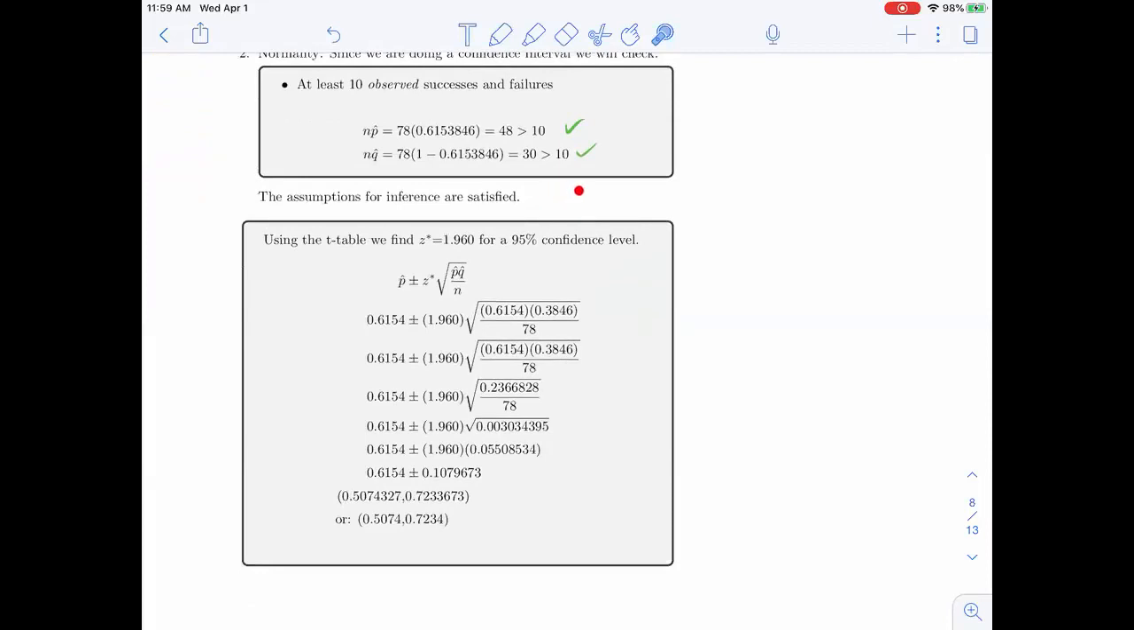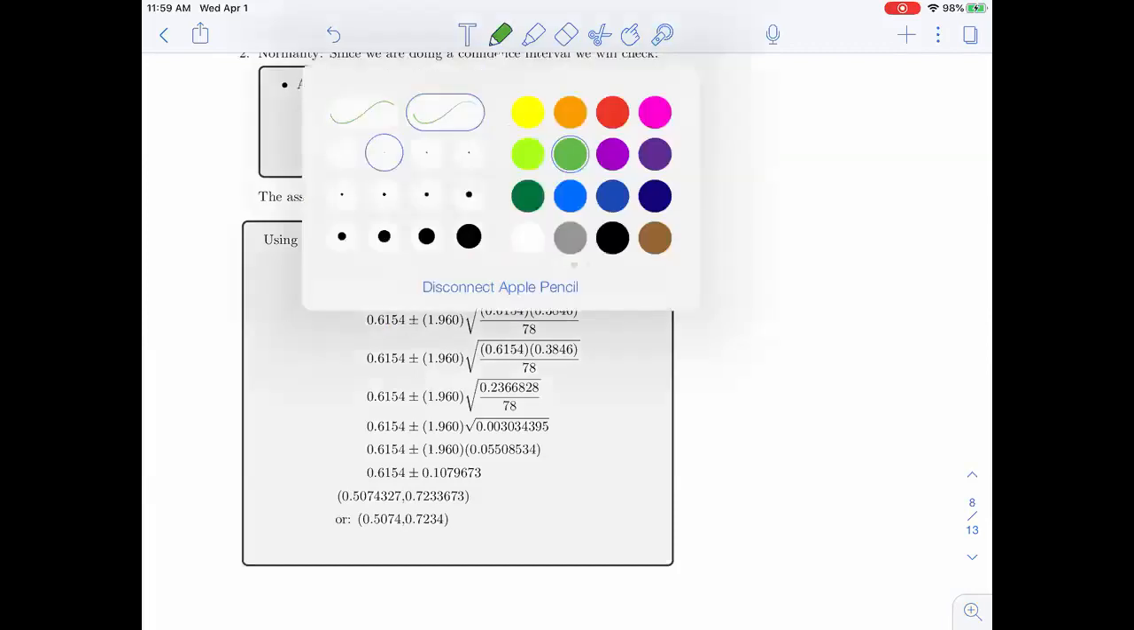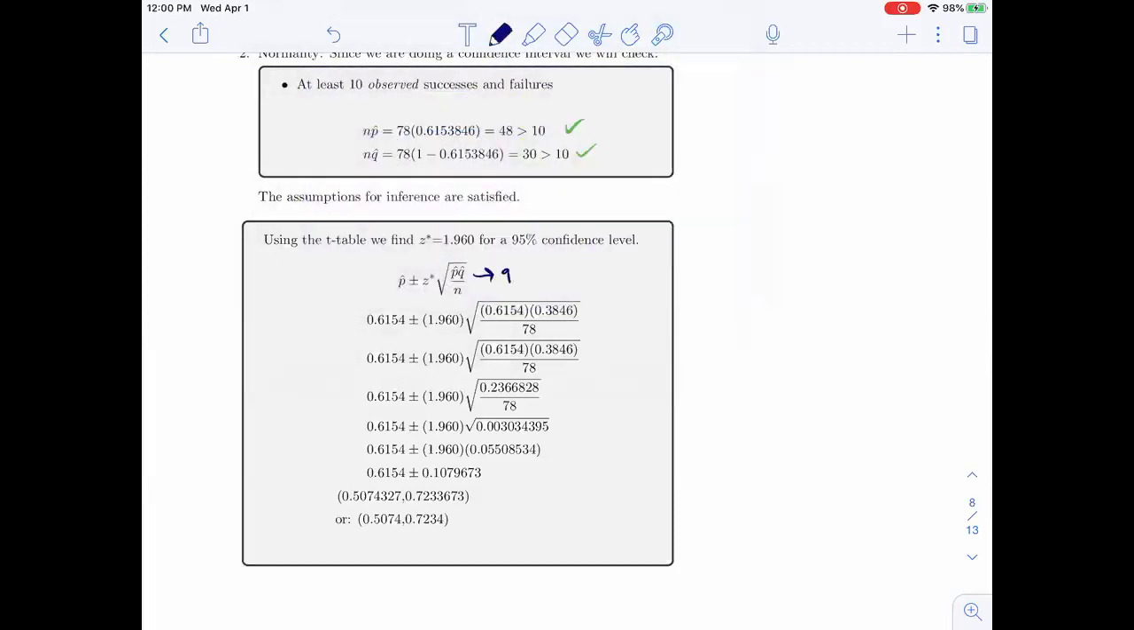So now we can go ahead and build our confidence interval. If we need a 95% confidence interval, then we need a Z star of 1.96, and that's from our t-table. We build it around our sample proportion, right? And then our sample proportion p hat, q hat, again, q hat is 1 minus p hat.